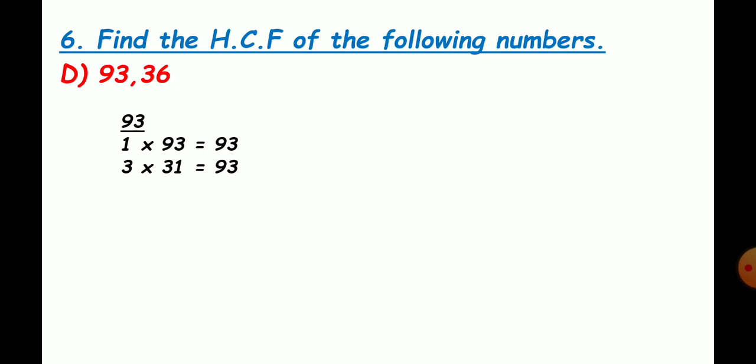4 table, 4 is an even number, so 93 won't come. 5 table, all the numbers will end in 0 and 5, so 93 will not come in 5 table. 6 table, no, it won't come because 6 is an even number. 7 table, no, it doesn't come. 8 table, 8 is an even number, so it won't come. 9 table, it won't come because 10 nines are 90, 11 nines are 99. In between 90, 93 will not come. Okay, and then 10th table, 11th table, it won't come.